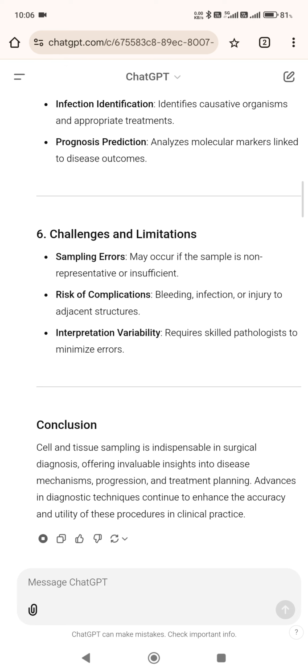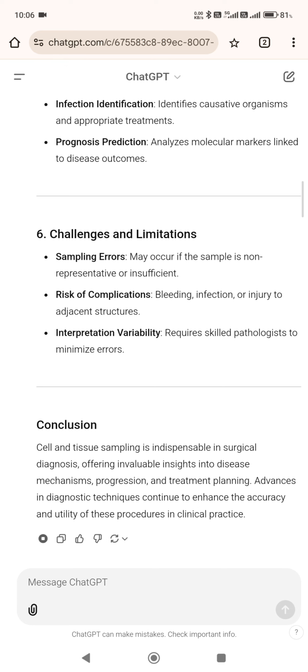6. Challenges and limitations. Sampling errors may occur if the sample is non-representative or insufficient. Risk of complications, bleeding, infection, or injury to adjacent structures. Interpretation variability requires skilled pathologists to minimize errors.